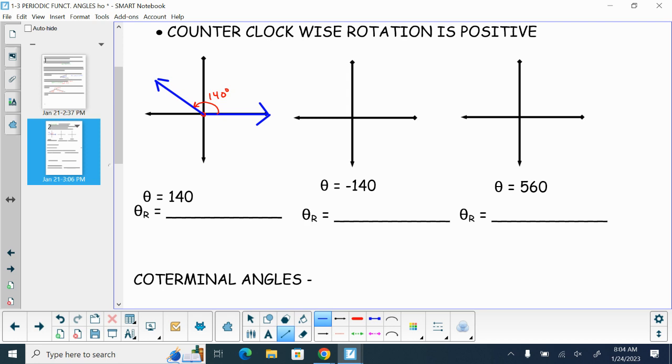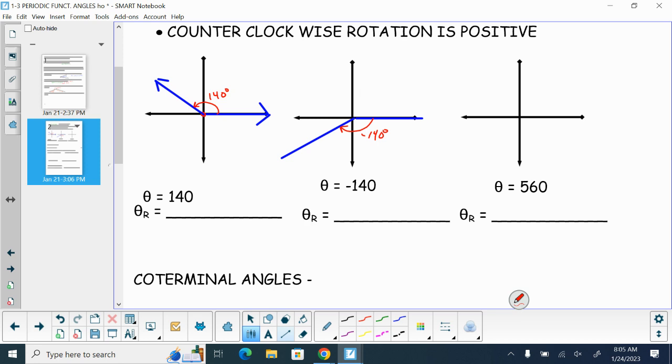If I rotate negative 140 degrees, once again, I'm starting here, and I'm going to rotate negative 140 degrees. Which quadrant would we end up in if we rotated negative 140? Amy? Third quadrant. So if I rotate negative 140, that means I'm going to go clockwise. That's negative 90. That's negative 180. That's going to put me into this quadrant. So it'd be negative 140 degrees.